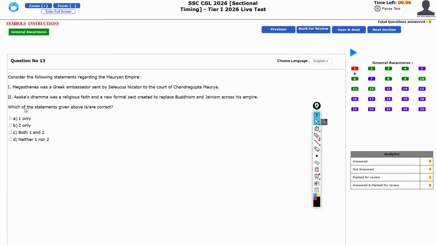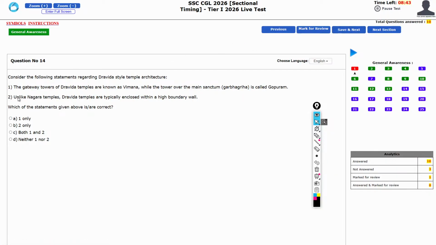So the next one is Megasthenes was a Greek ambassador sent by Seleucus Nicator to Chandragupta Maurya. Yes, true. Ashoka's Dhamma was a religious faith and a new formal sect created to replace Buddhism and Jainism across his empire. No, it was just to flourish with them also. So only one is correct.